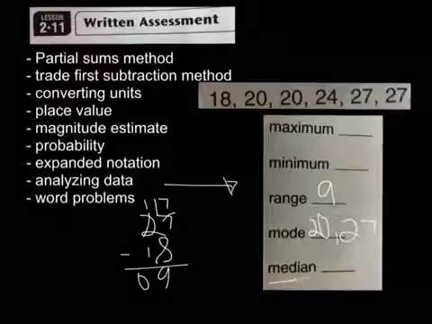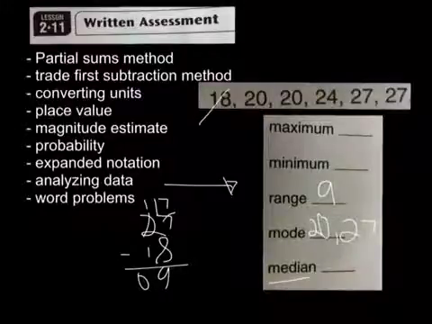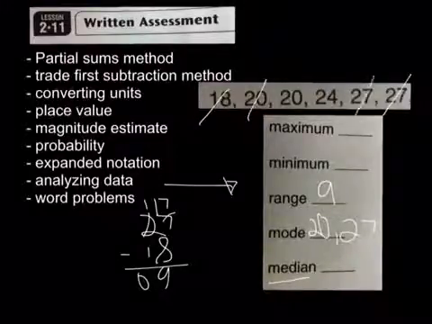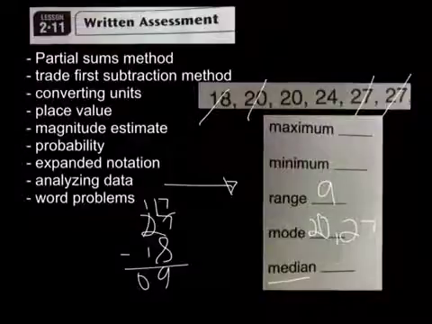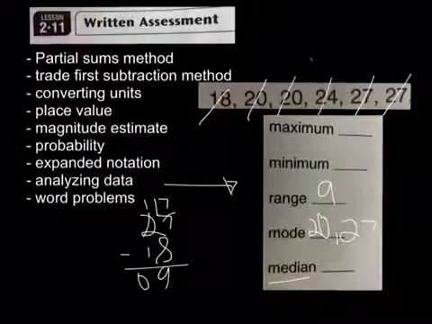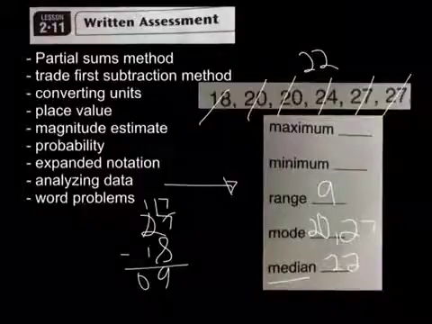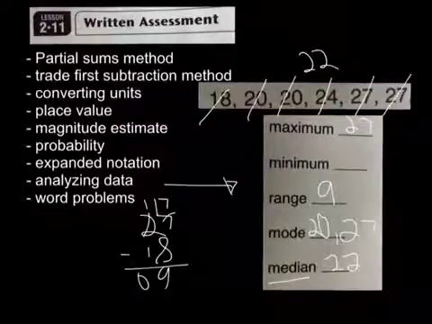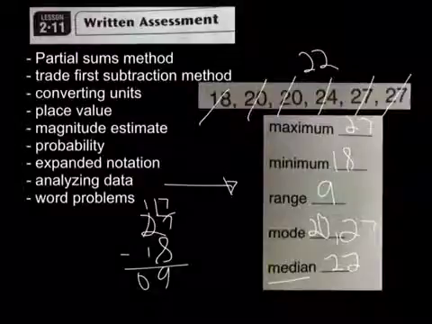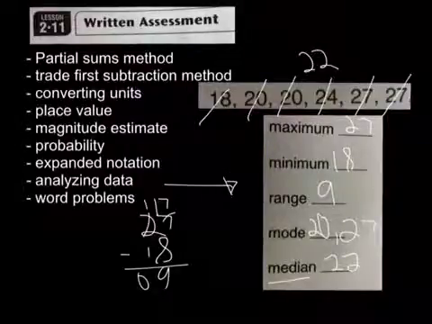And then the median. The median, you cross out the numbers. 18, 27, 20, 27. And the number between 20 and 24 would be 22. So that would be your median. Okay, so we have 27 maximum, 18 minimum. And that is what we call analyzing data.